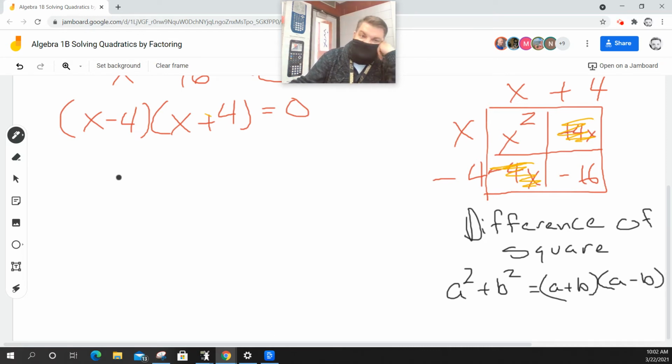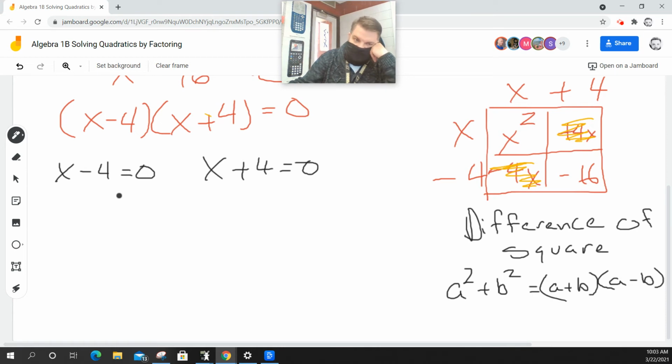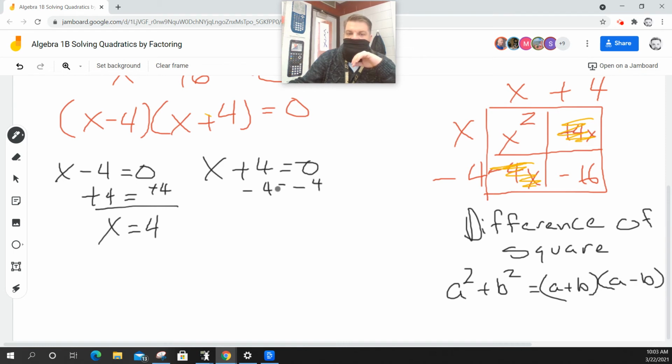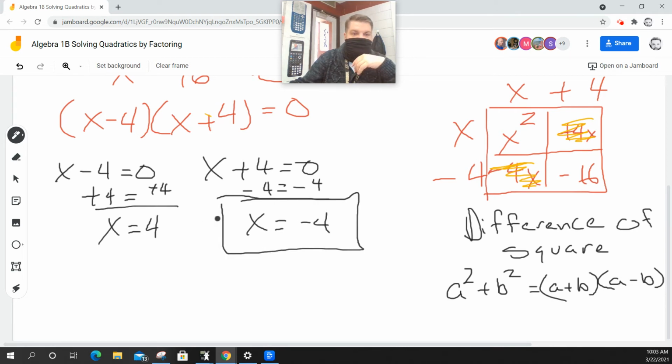So now to solve this thing, what I know is that 0 times 0 equals 0. So x minus 4 has to equal 0, and x plus 4 has to equal 0. So I'm going to add 4 to both sides on this one to solve for x, and I get x equals a positive 4. Over here, I'm going to subtract 4 on both sides to get x by itself, and I get x equals negative 4. So my solutions are x equals 4 and x equals negative 4.